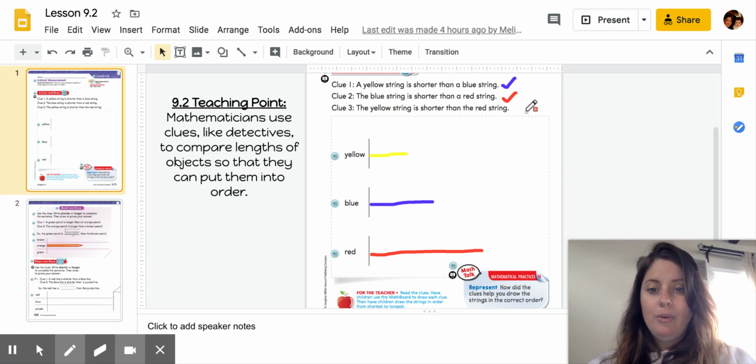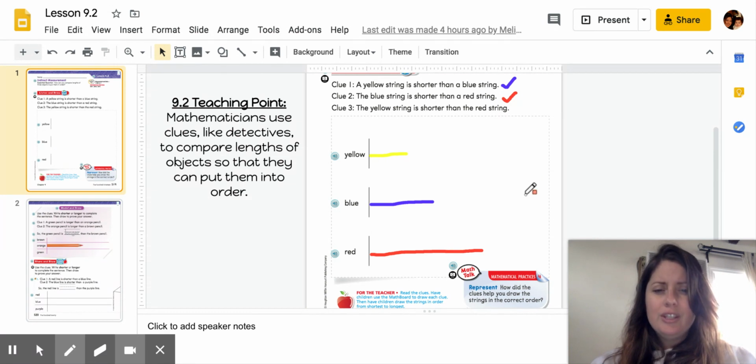Well, I don't have any more space to draw, but I can check and see. I know I already drew my yellow string. Let me check and see if my yellow string is in fact shorter than my red string, like clue number 3 tells me. If I go to the end of my yellow string and follow that all the way down, I'm making like an imaginary line. Oh yeah, by far, I see that the red string is longer than the yellow string. So that means that the yellow string is shorter than the red string.